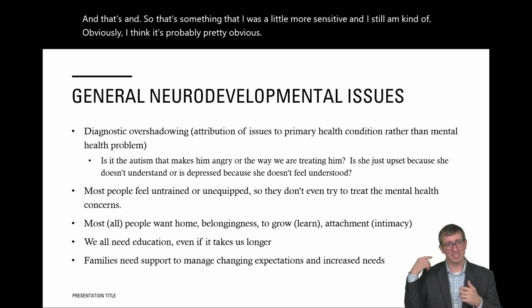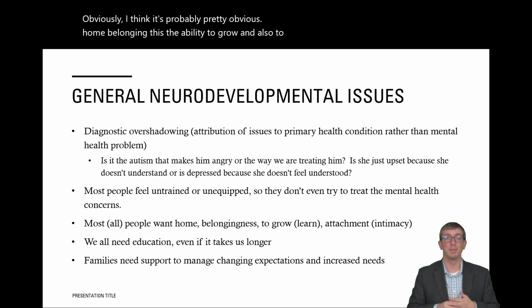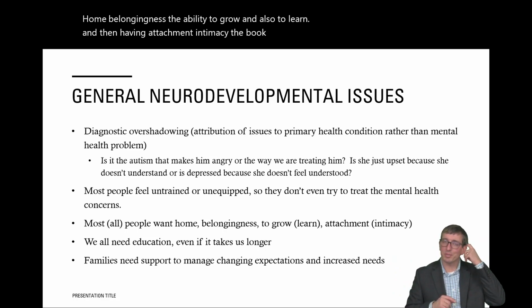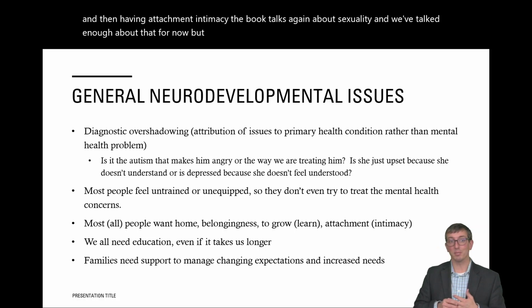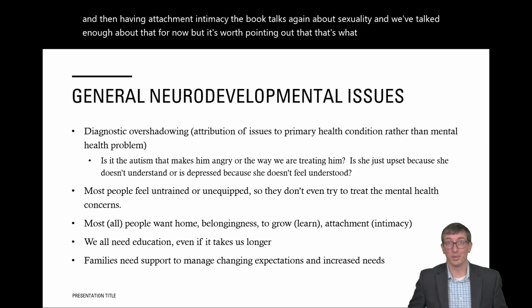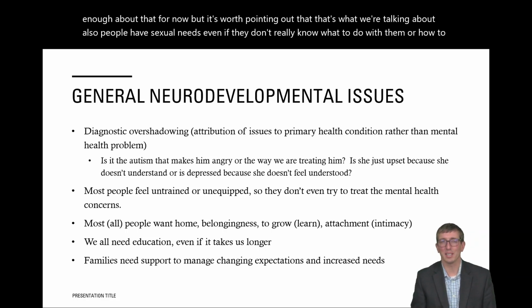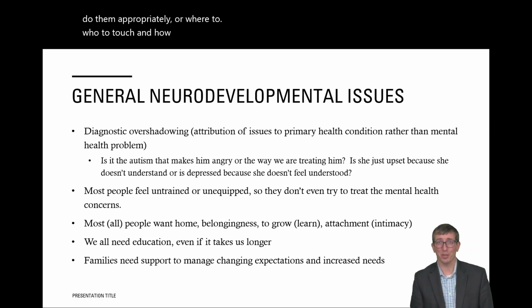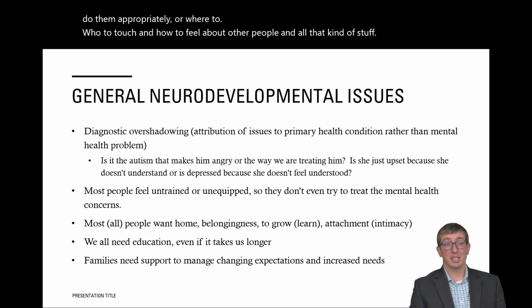Home, belongingness, the ability to grow and also to learn, and then having attachment, intimacy. The book talks again about sexuality, and we've talked enough about that for now, but it's worth pointing out that that's what we're talking about also. People have sexual needs, even if they don't really know what to do with them or how to do them appropriately, or who to touch and how to feel about other people and all that kind of stuff. We all need education, even if it takes us longer.